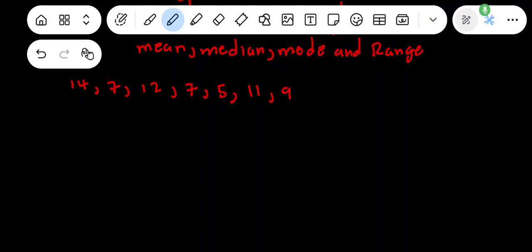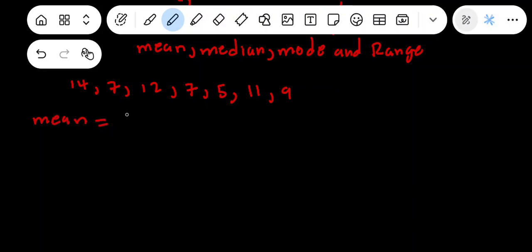In this video, we are going to find the mean, median, mode, and range. I've been given the following sequence. How can we find the mean?